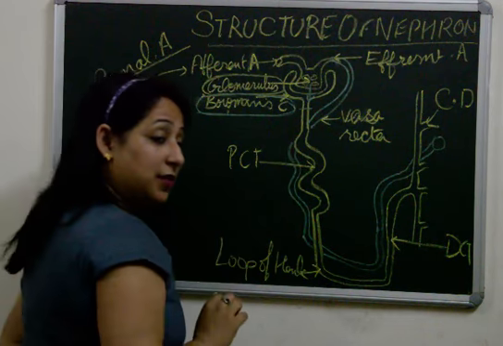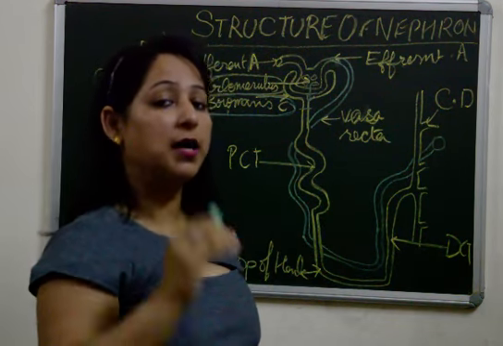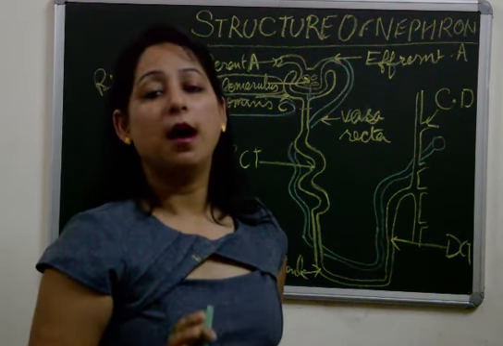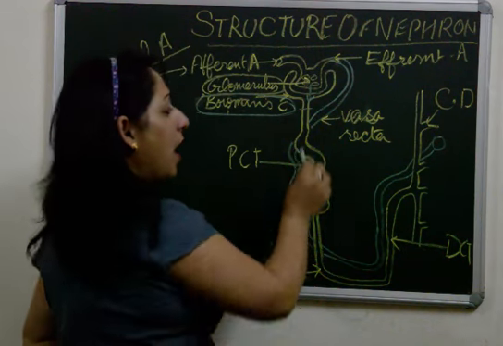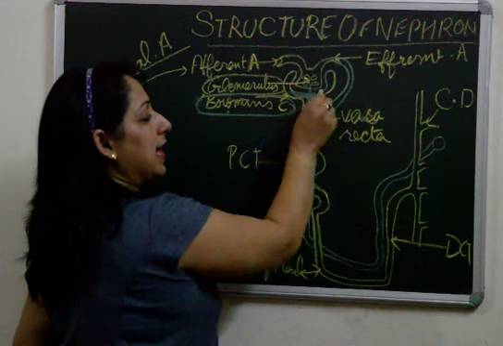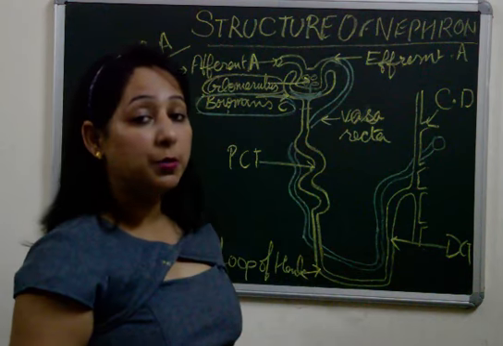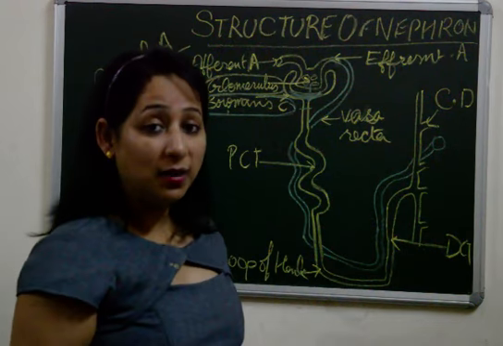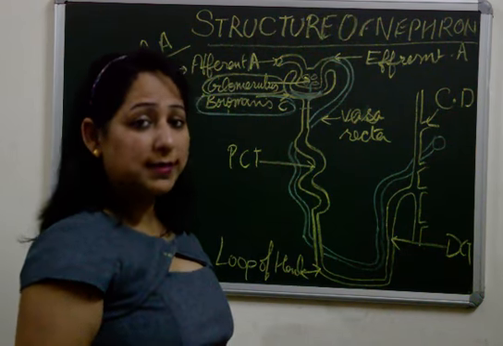Now, what is ultrafiltration? Once again, the filtration of blood under a very high pressure in Malpighian capsule is known as ultrafiltration. Now, after ultrafiltration, the filtrate which is here in Bowman's capsule is known as glomerular filtrate. Now what will happen to the blood which is left? The thick blood which is left.